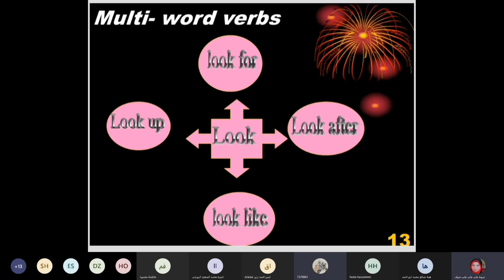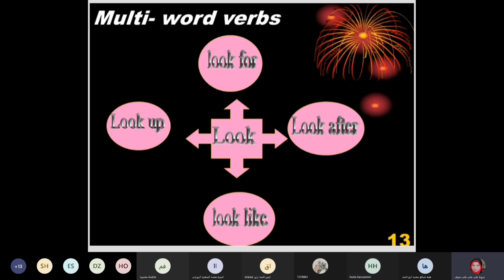Multi-word verbs are verbs made up of two or more words. These words are a verb plus a preposition or particle. They are what is often known as phrasal verbs. There are a lot of examples like look, turn, go, sit, make, get. A lot of verbs. Yes, very good. That's it.